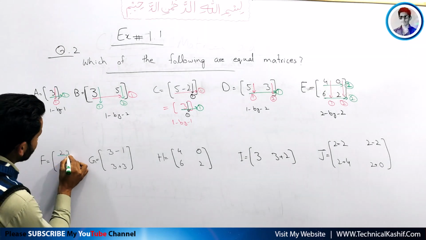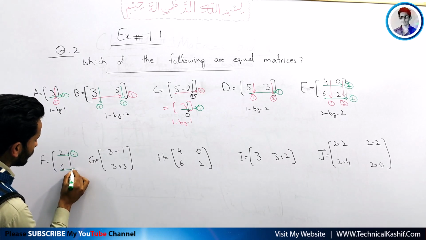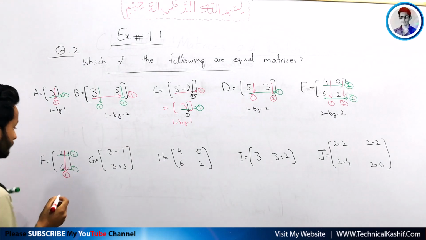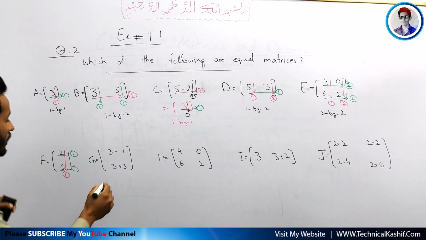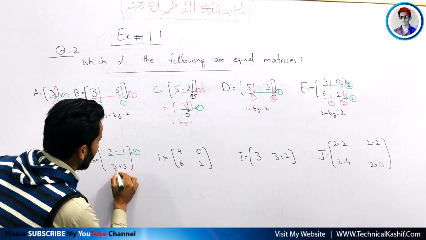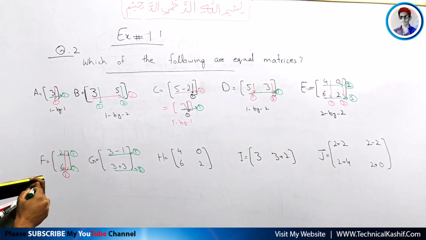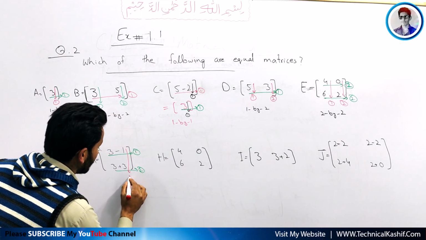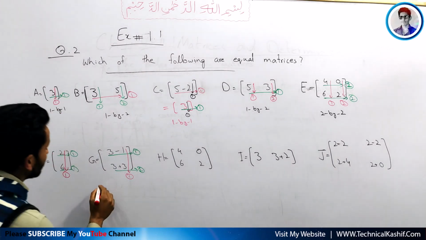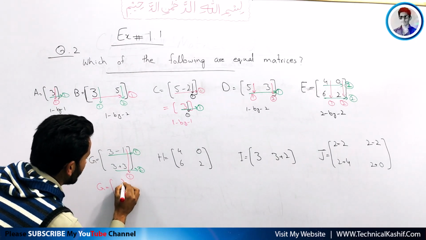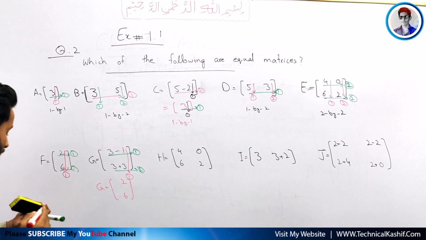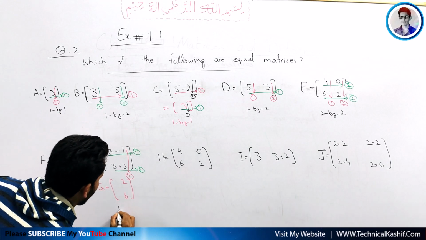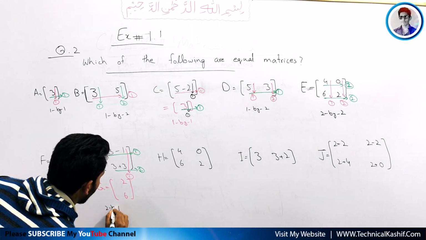This is F. The number of rows is 2 and the number of columns in this matrix is 1. See the other one. There is 1 row, and this is the second row, and the number of columns is only 1. 3 minus 1 and 3 plus 3. We can also write this matrix G as 2 and 6. The order of this matrix is 2 by 1.